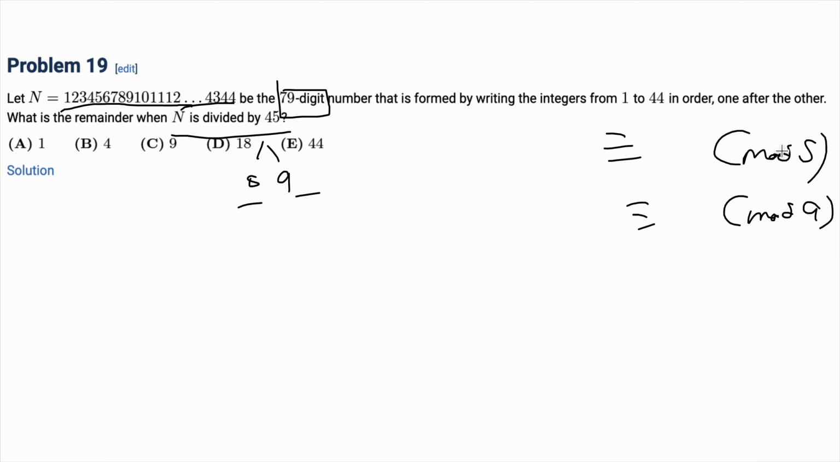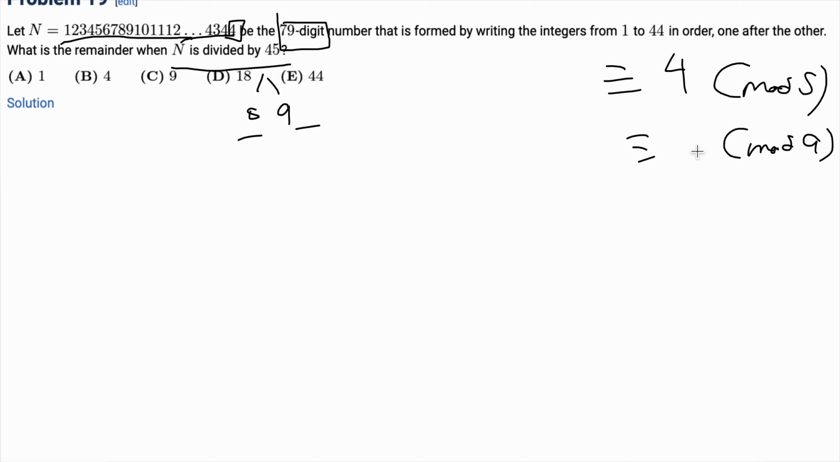For the mod 5 part, that one is easy because every number that is congruent to 0 mod 5 has to end in a 0 or a 5. So every number that is divisible by 5 ends in a 0 or a 5, and this one ends in a 4. And so it has to be congruent to 4 mod 5.